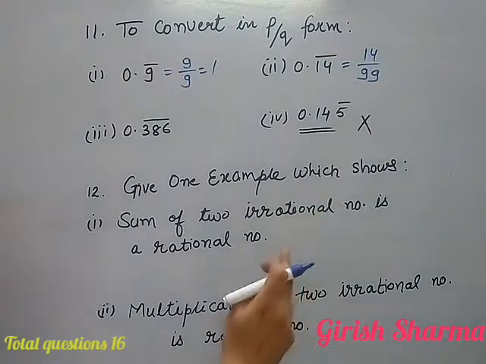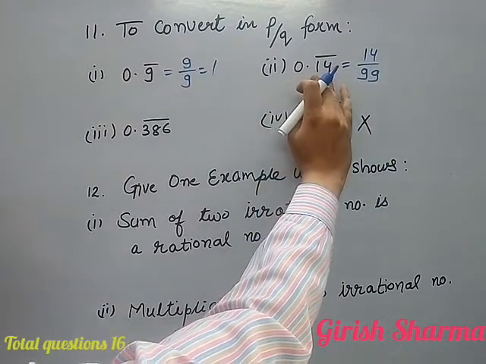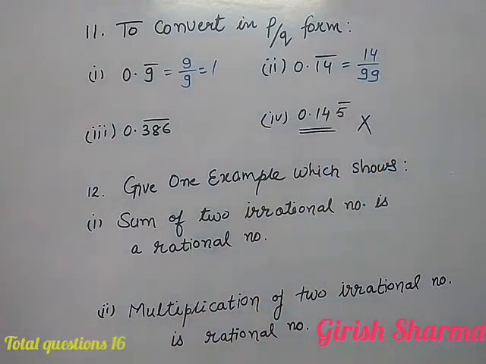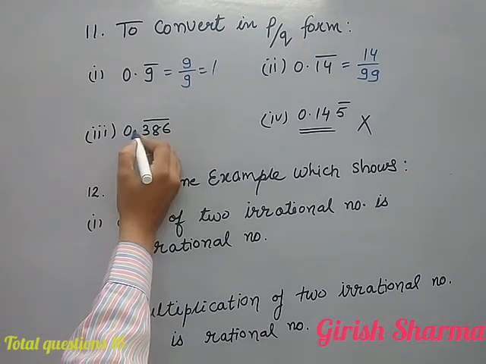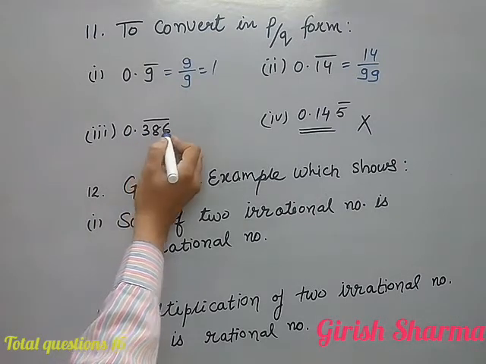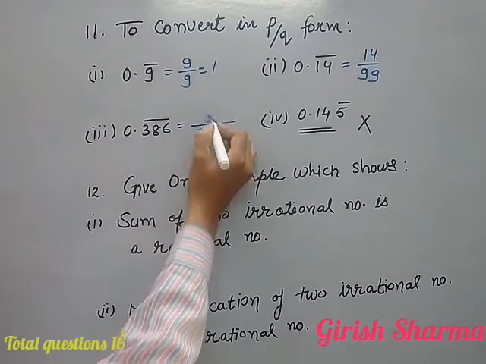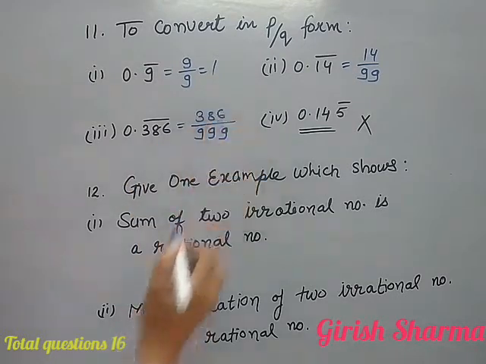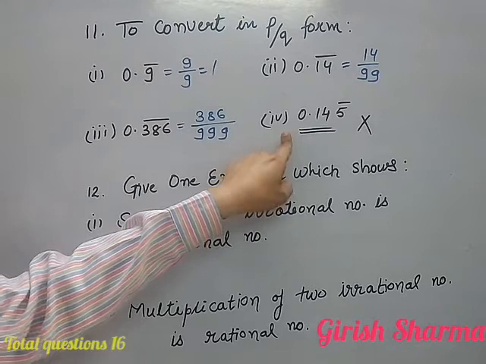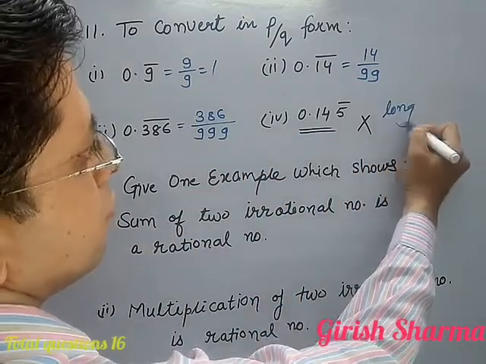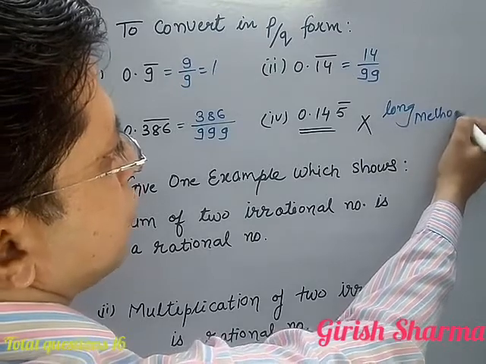The number of places, how many digits are there? 2. That is why in the denominator you have to write 2 times 9. Here 0 point bar is on 3 digits. That is why in the denominator 3 times 9, and there is 386. In this one you cannot write directly. You have to apply the long method.